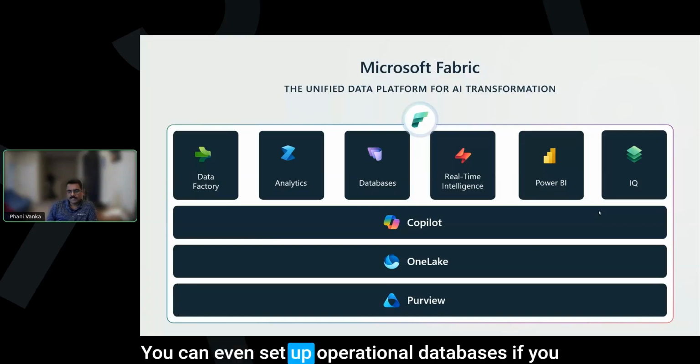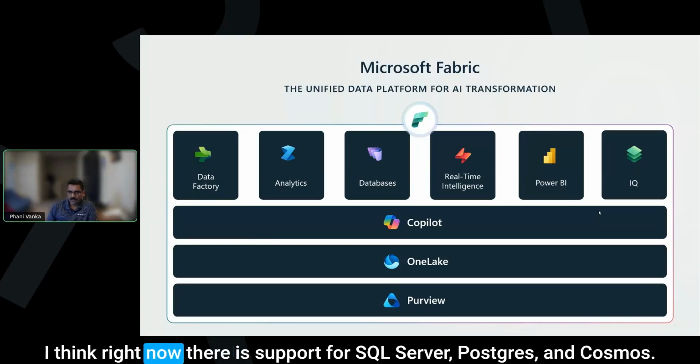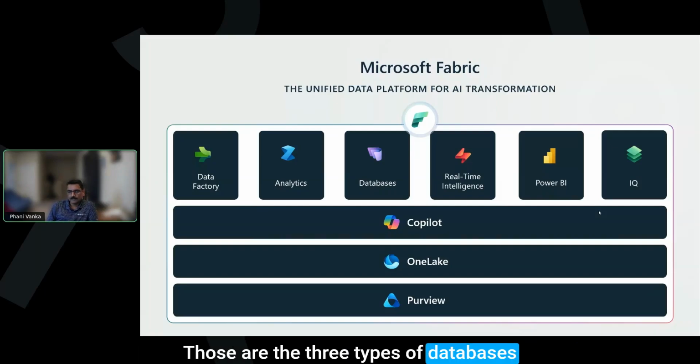You can even set up operational databases if you wanted to, whether it is SQL or NoSQL databases. I think right now there is support for SQL Server, Postgres, and Cosmos. Those are the three types of databases that are available natively in Fabric.